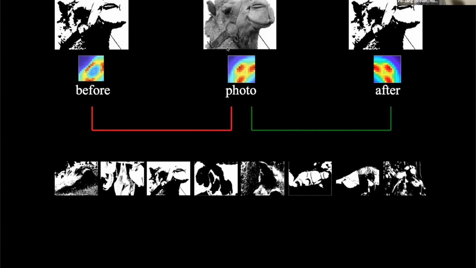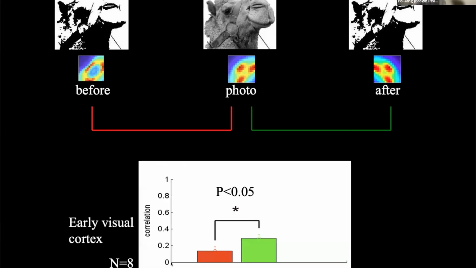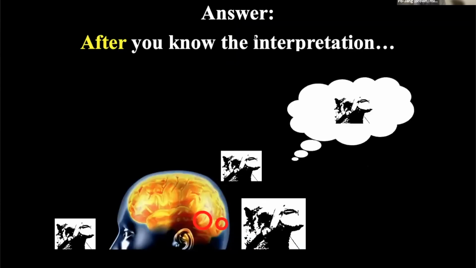And in experiment 2, we tested a bunch of different kinds of Mooney pictures. And we also changed the paradigm a little bit. We reduced the presentation duration from 500 milliseconds to 180, trying to minimize eye movement confounds. And we also changed from block design to event-related to try to control for anticipatory signals. And once again, the results replicate our finding, showing that after you know the interpretation of the picture, the activation pattern in early visual area will change and become as if you're looking at a grayscale photo.